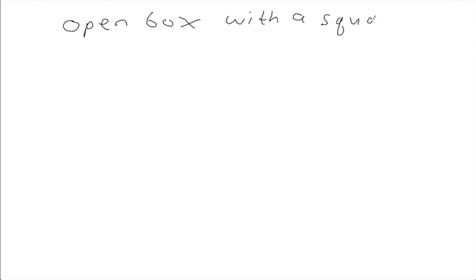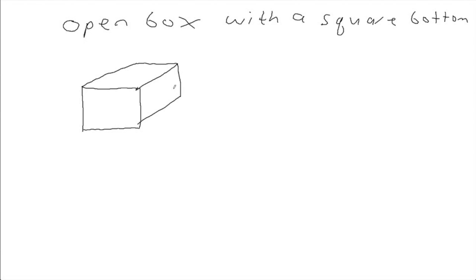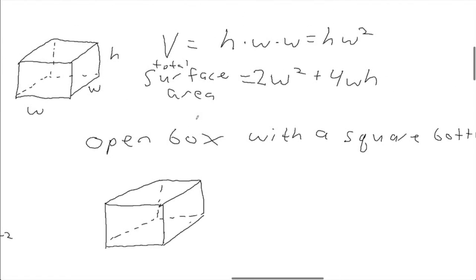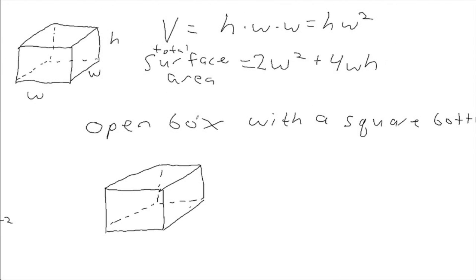Now we're going to draw an open box with a square bottom. Okay. I'm getting a little sloppy with my drawing here. Okay, so notice this picture looks identical to the last picture. How is this box different from the previous box?